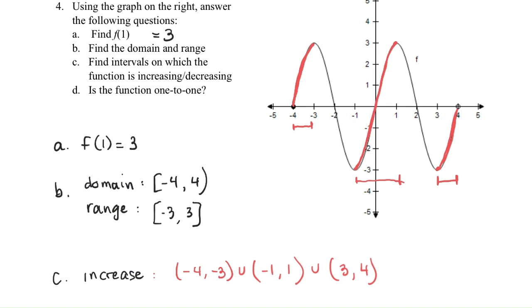Now, portions of the graph where it's decreasing, I'm going to highlight those in blue. There's a decreasing portion of the graph and a decreasing portion of the graph. Remember, we don't describe that from a point to a point. It's only values on the x-axis. So from -3 to -1, and from +1 to +3. So the intervals of decrease would be from -3 to -1, and from 1 to 3.